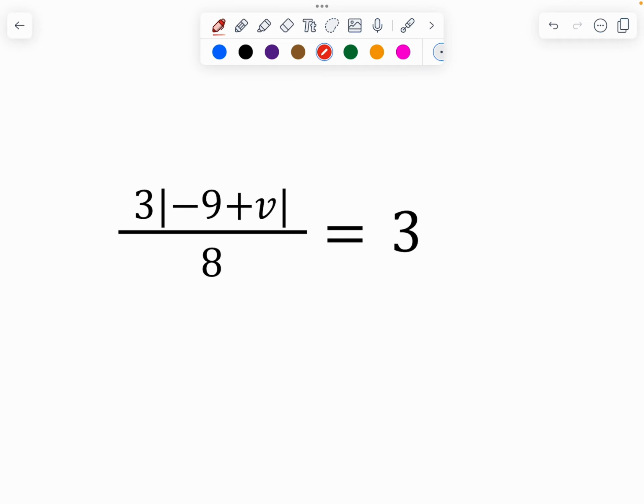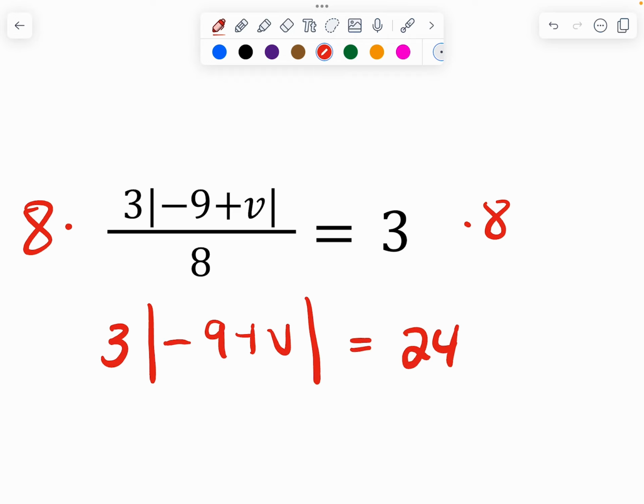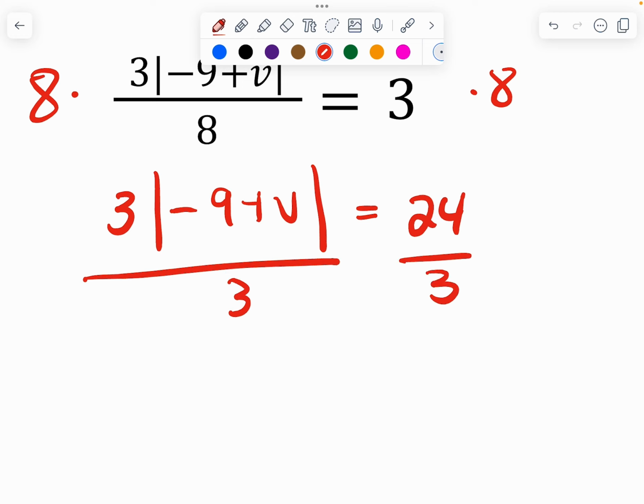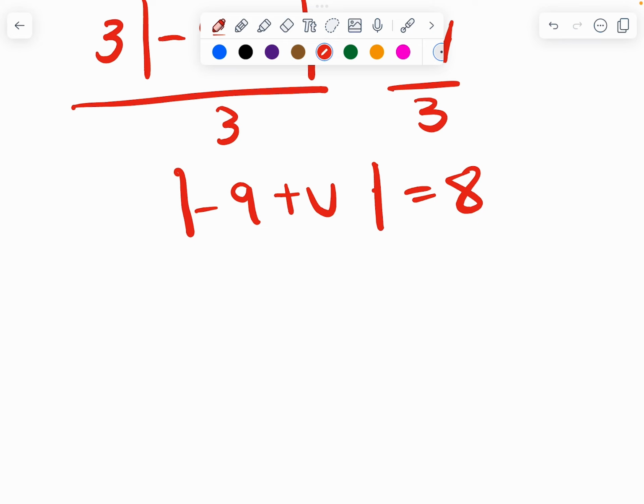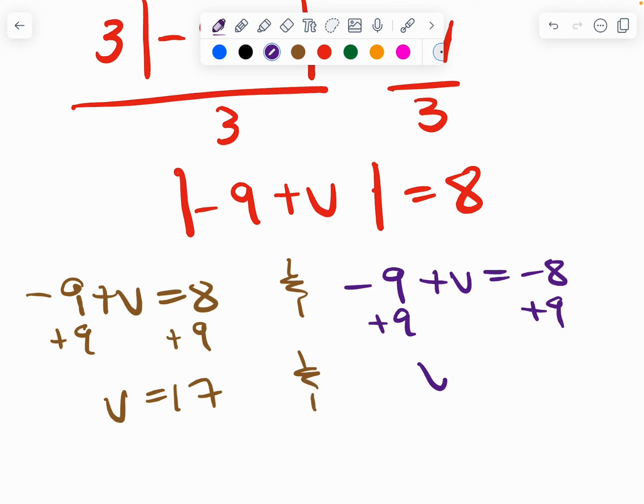So on this one, it's the same type of deal. Get rid of my fraction. So I'm going to have 3 times the absolute value of negative 9 plus v equals 24. Divide both sides by 3. Get negative 9 plus v equals 8. Okay, that's a positive number. So I split them apart. So I get negative 9 plus v equals 8, and negative 9 plus v equals negative 8. Add 9. V equals 17. And add 9, v equals 1.